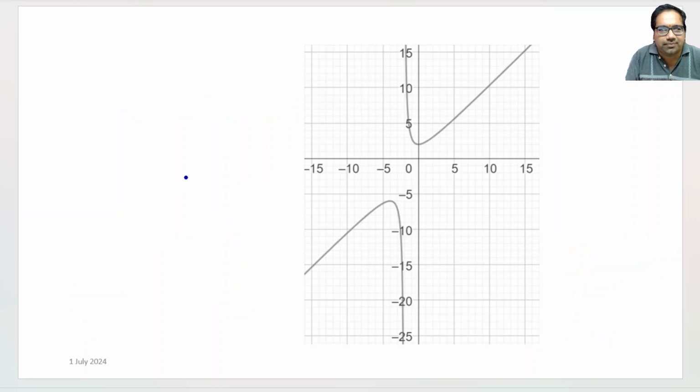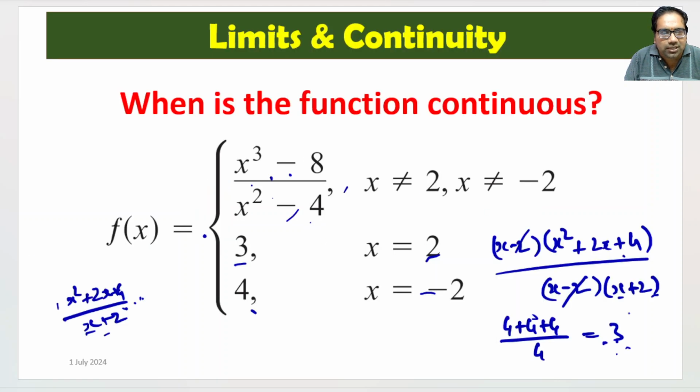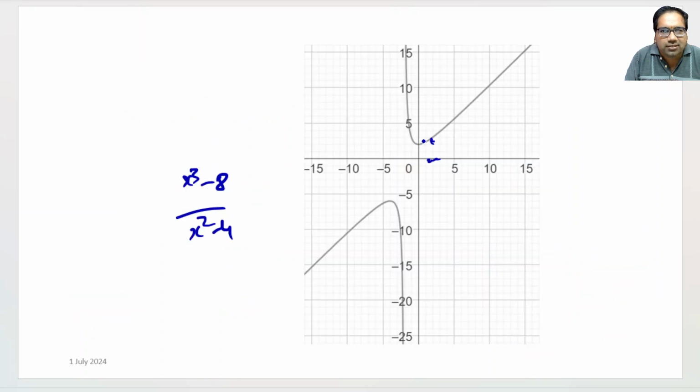For example, if we try to draw this function, x cube minus 8 by x square minus 4. At x equals 2, we are able to define y equal to 3, then f of x equals 3, this is fine. Then we can make this function continuous, because only this point was missing. There was a hole there, and we fill that hole, then this becomes continuous. But when x becomes minus 2, right, this function is (x square plus 2x plus 4) by (x plus 2).